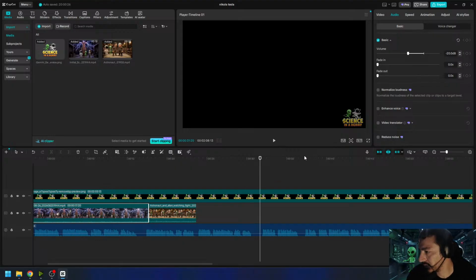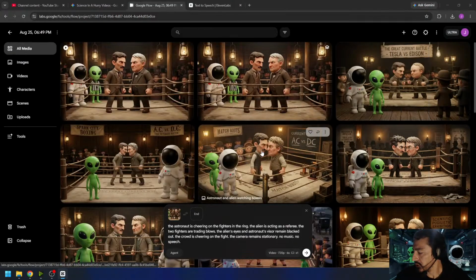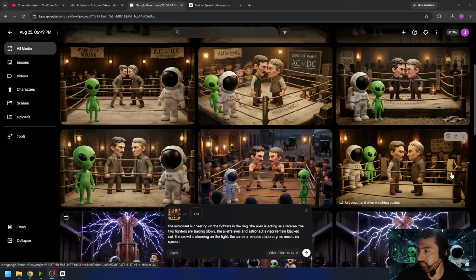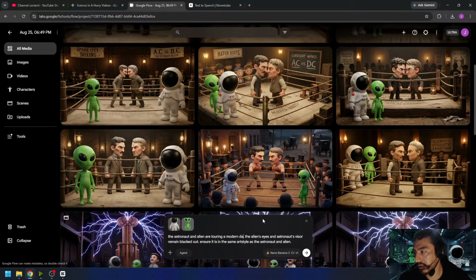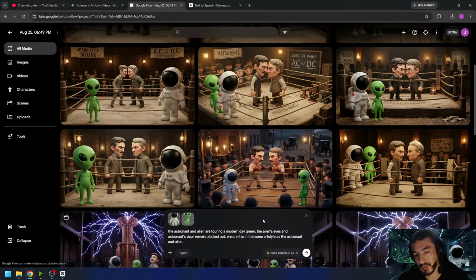So for this scene, what I'm thinking is Tesla's revolutionary work transformed how civilization generates, transmits, and uses power. This one we can show like a modern day power plant. So how would we do that? Astronaut and alien are touring a modern day. Since we're doing this futuristic, let's do like a modern day green energy power plant.